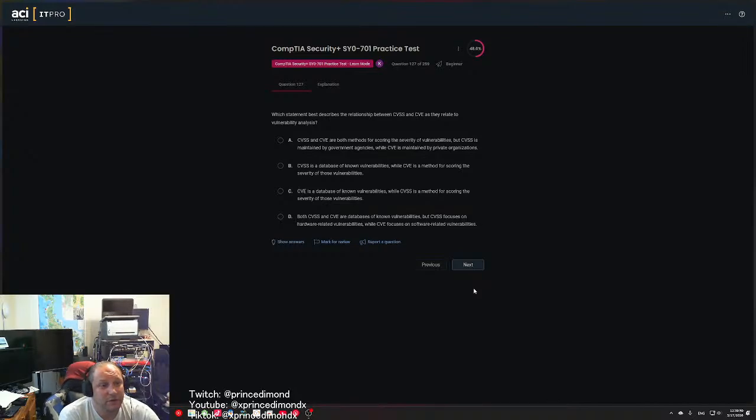Which statement best describes the relationship between CVSS and CVE as they relate to vulnerability analysis? So CVSS and CVE are both scoring. Nope. CVE is a database of known vulnerabilities, while CVSS is a method for scoring the severity. That's really what we want.